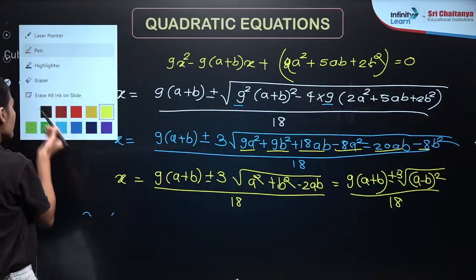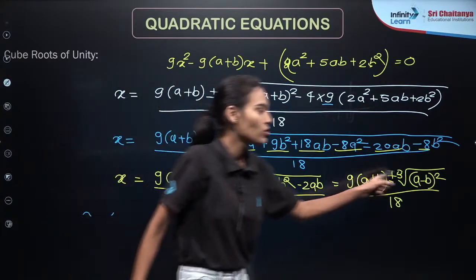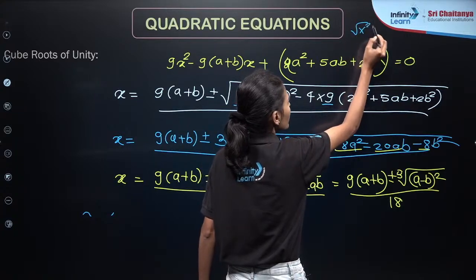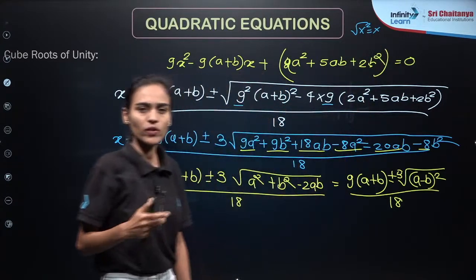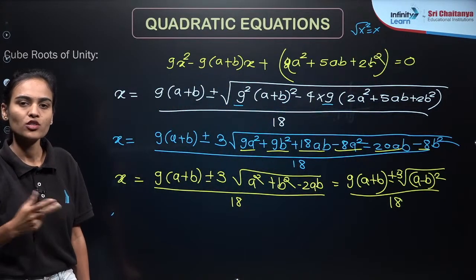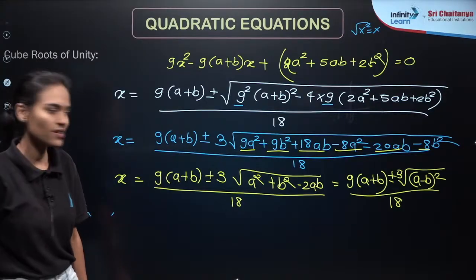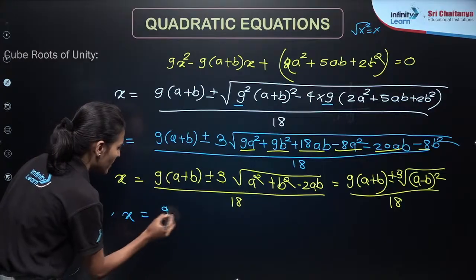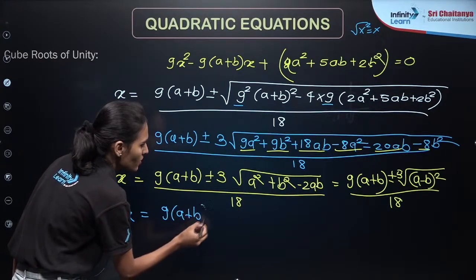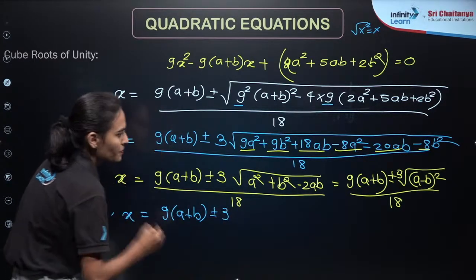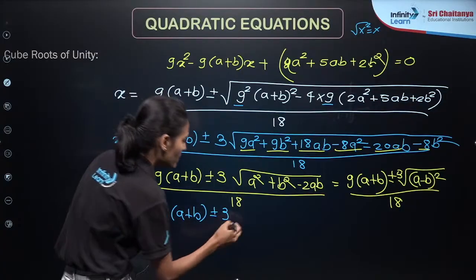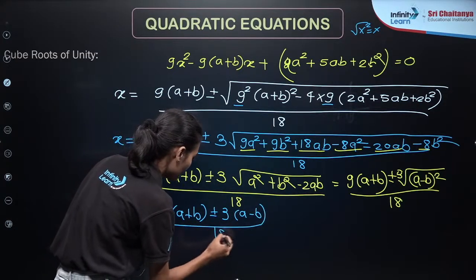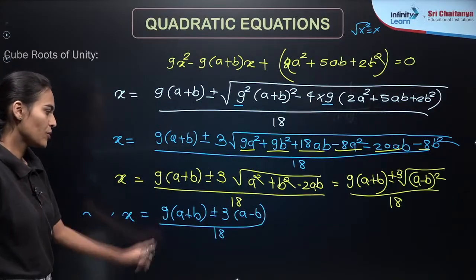Yeah, I think now it is clear, right? See, whenever you have root under square, what is the answer? If you have square root of x square, answer is x, right? Because square root means power is 1 by 2. X square power 1 by 2, the 2 will get cancelled, answer is x. So here you got your x as 9 times (a plus b) plus or minus 3 times root of (a minus b) whole square, which is (a minus b), divided by 18. So from here you will get your answer.